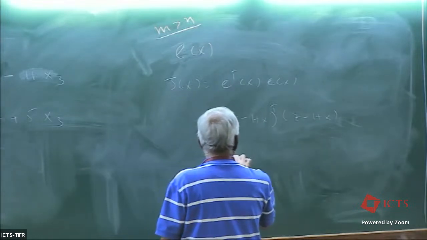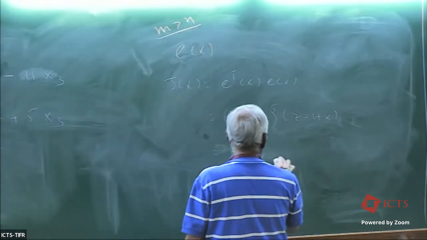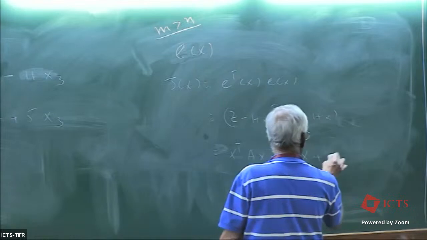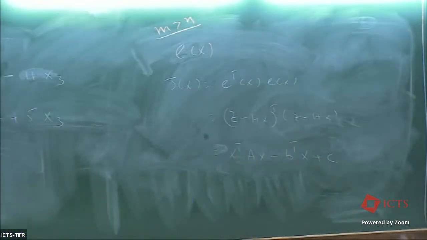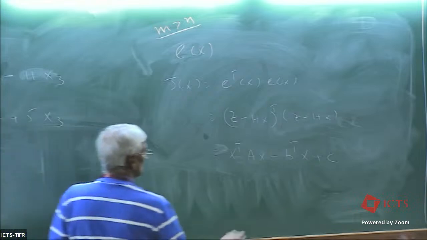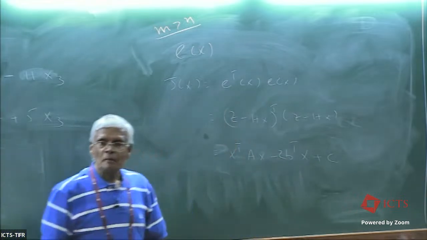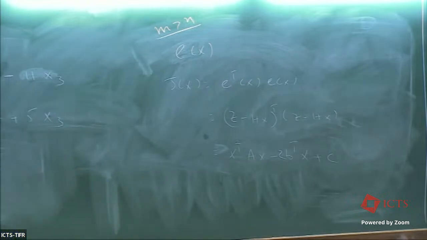In general, it looks like x transpose AX minus B transpose X plus C. What is A? H transpose H. Let me put a 2 here. What is B? B is H transpose Z. What is the letter C? Z transpose Z. You remember that? Come on, guys. We had all the three, right here.